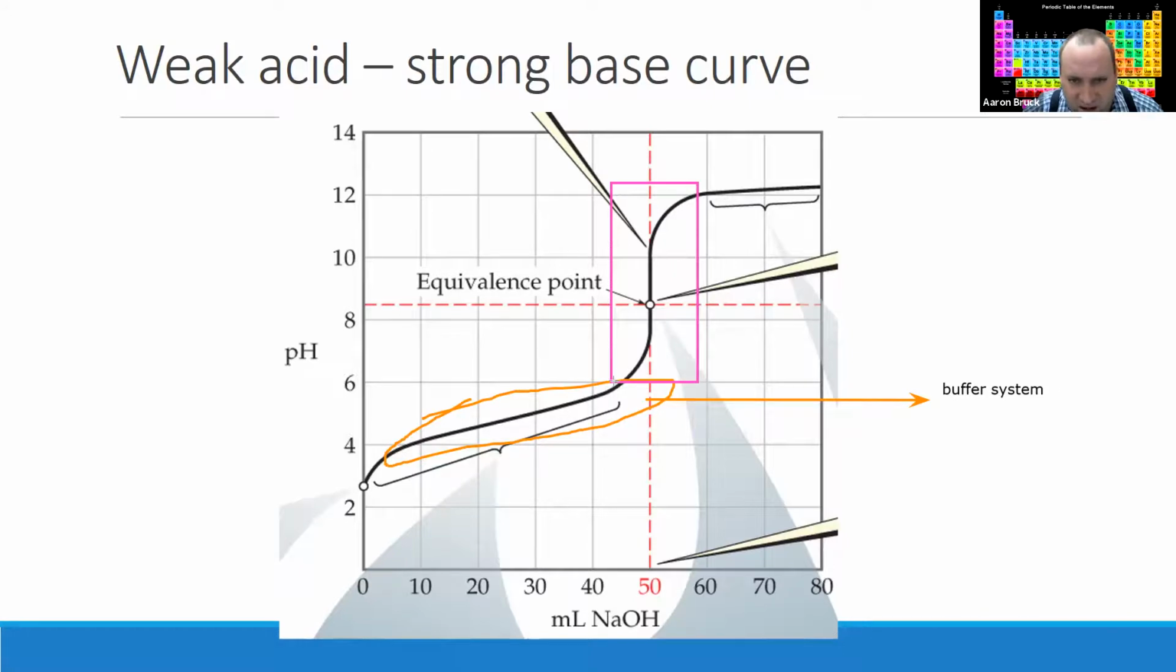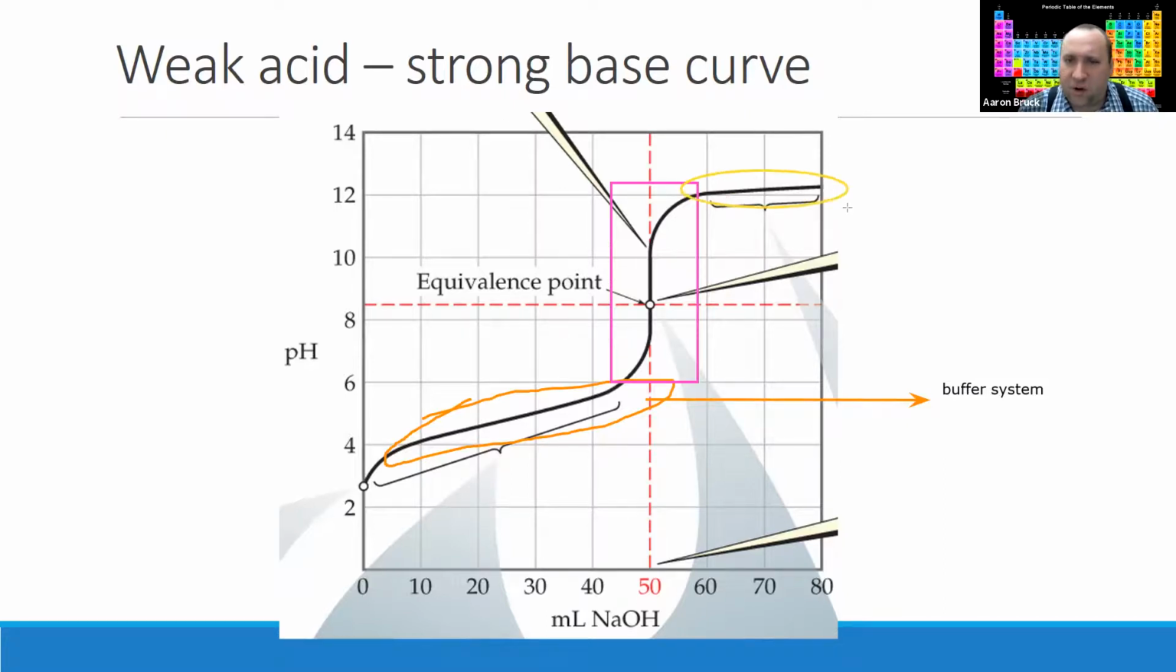Notice that in the span of about 45 to 55, so a 10 milliliter span, we went from pH 6 to pH 12. Again, remember, in 5 milliliters, we did a difference of 10 pH points in the strong acid. In 10 milliliters here, we did a change of 6. So because that region has shrunk, we can see that it overall is going to shrink the rapid rise region as well.